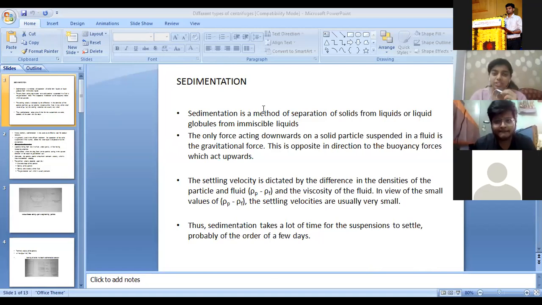Yeah, today we'll discuss two topics. One is sedimentation and another one is centrifugation. Okay, so what is sedimentation? Like you know already, it's a basic separation technique of a solid and a liquid.